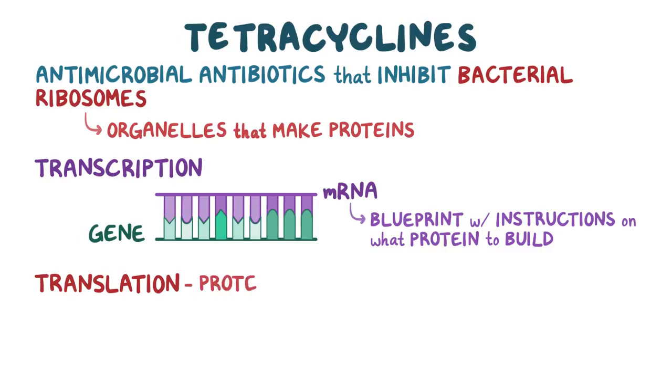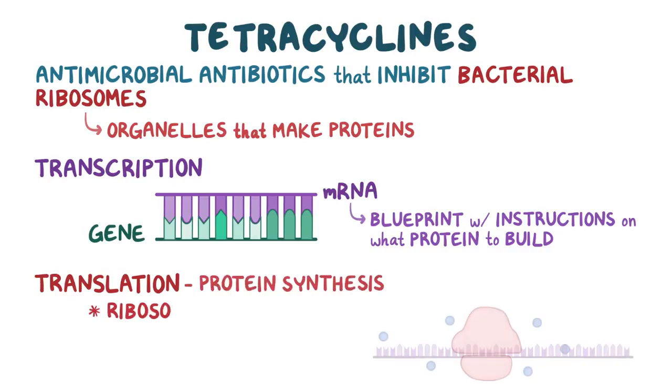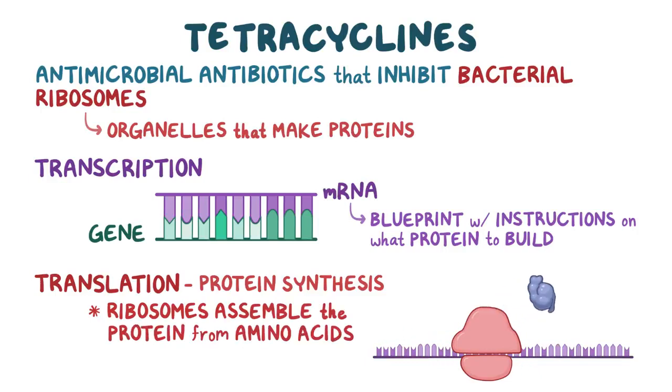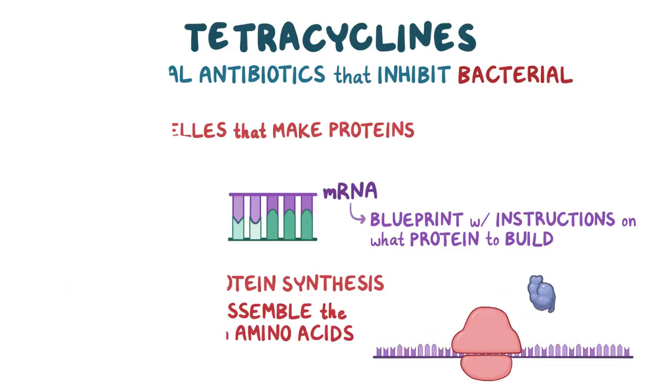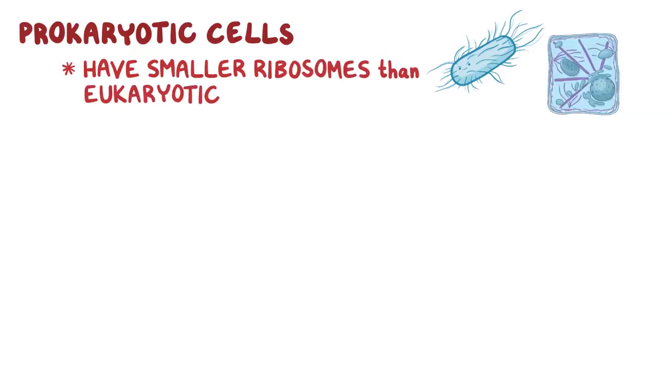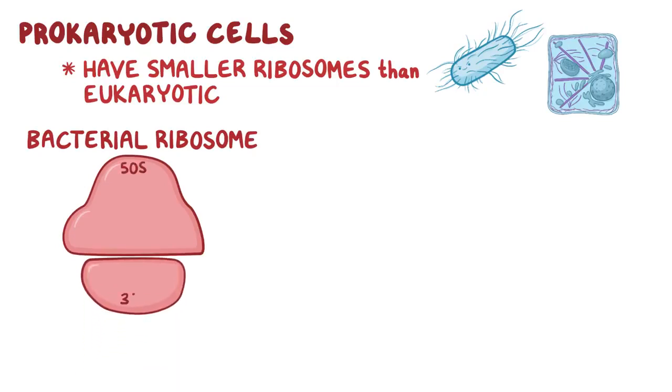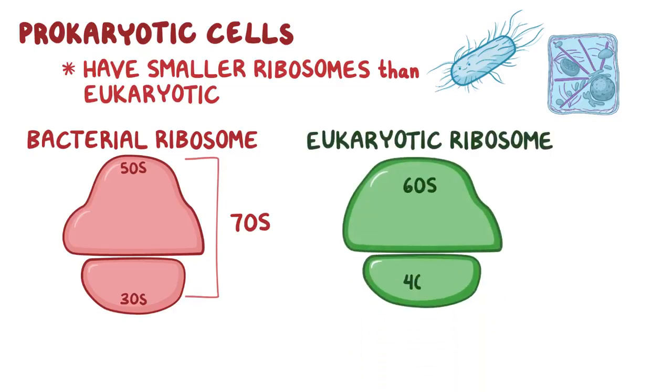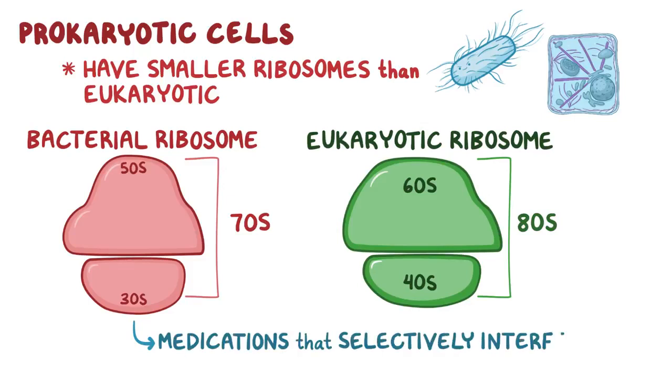Translation is also known as protein synthesis, and it's when organelles called ribosomes assemble the protein from amino acids within the cytoplasm. Now, prokaryotic cells, like bacteria, have smaller ribosomes than eukaryotic cells, like those found in humans. Bacterial ribosomes are made up of a 50S subunit and a 30S subunit, which combine to form a 70S ribosome. Eukaryotic ribosomes are made of a 60S and 40S subunit that form an 80S ribosome. Since these proteins are different, we can create medications that selectively interfere with the bacterial ones.